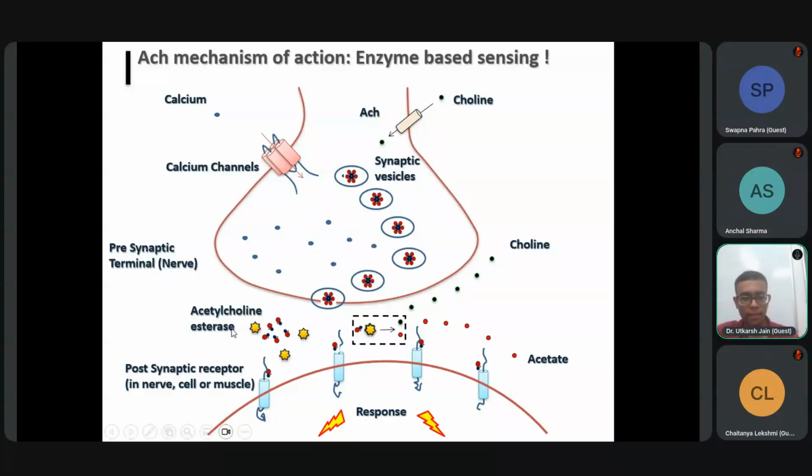So in this case, since we wanted to develop a device for acetylcholine, we utilized the acetylcholinesterase enzyme as well as choline oxidase enzyme as co-immobilization to develop a device which detects acetylcholine.